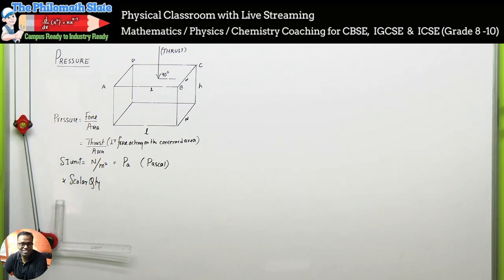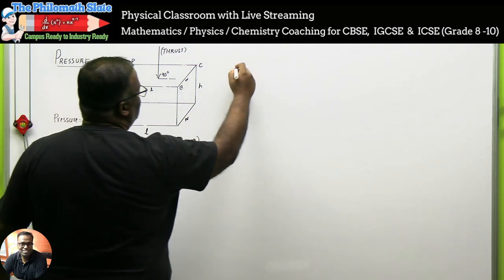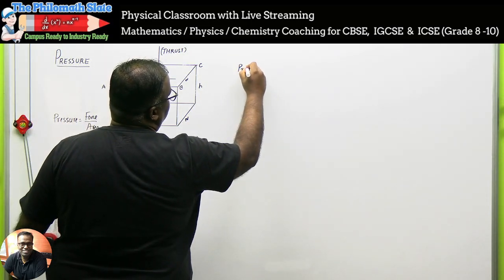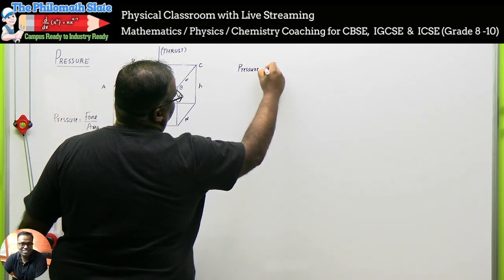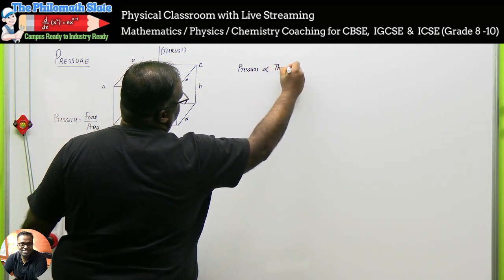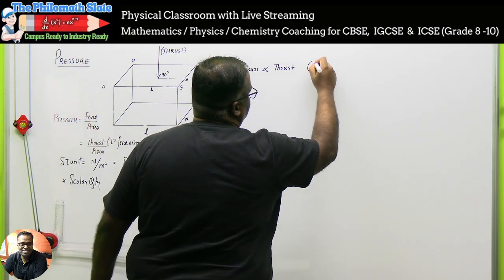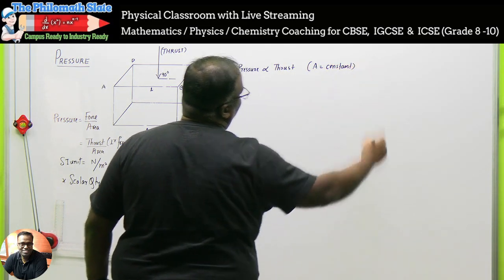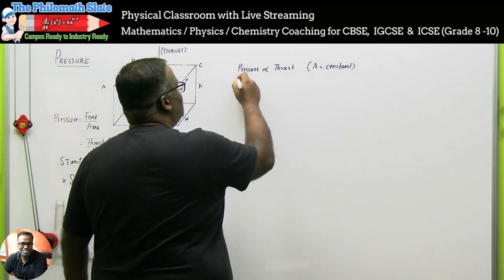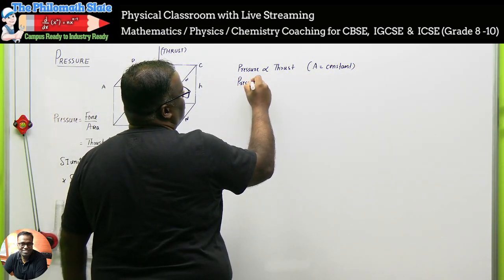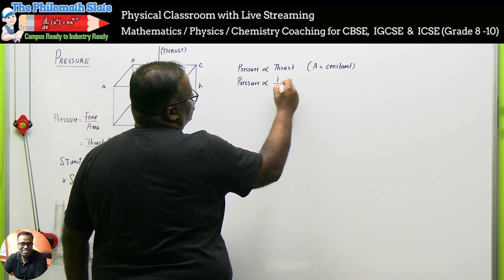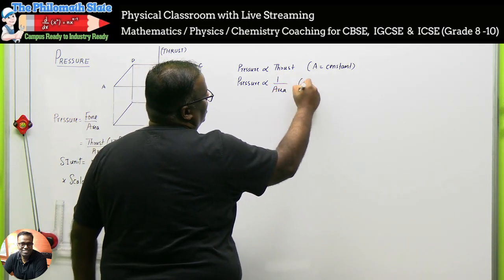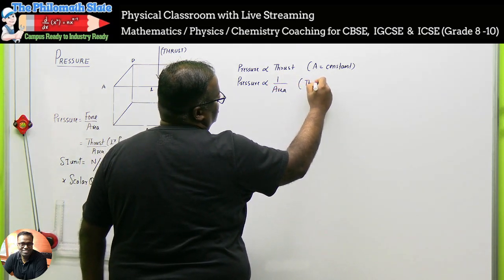Pressure is a scalar quantity. Have you understood this much? This is the mathematical definition of pressure. Looking at this definition, we can say one thing, that pressure is directly proportional to the thrust when area is constant. These are very nice findings for a lot of examples. And we can also say that pressure is inversely proportional to area when the thrust is kept constant.